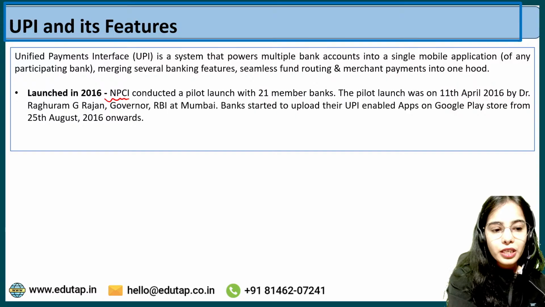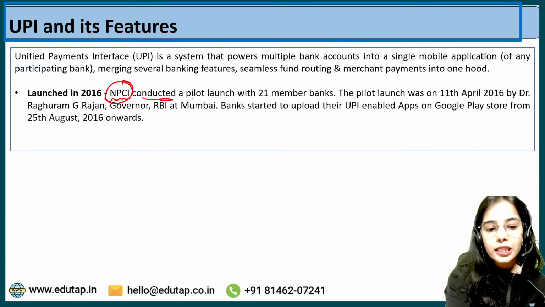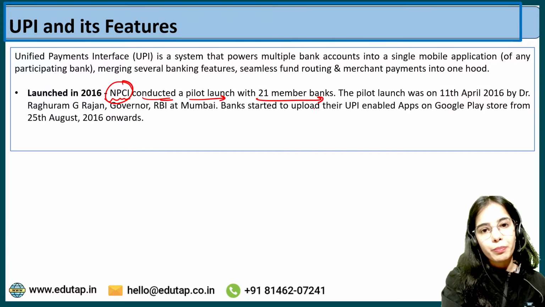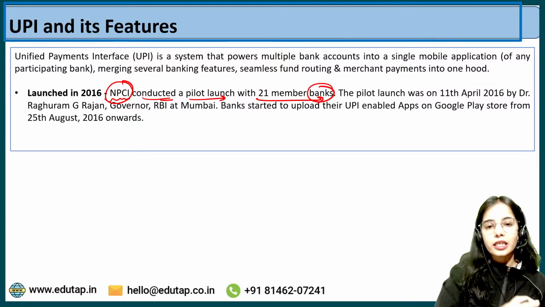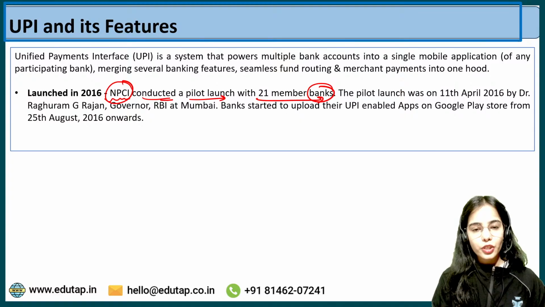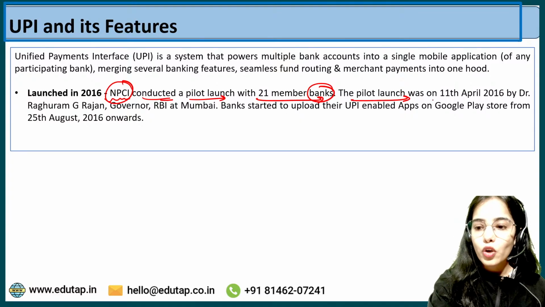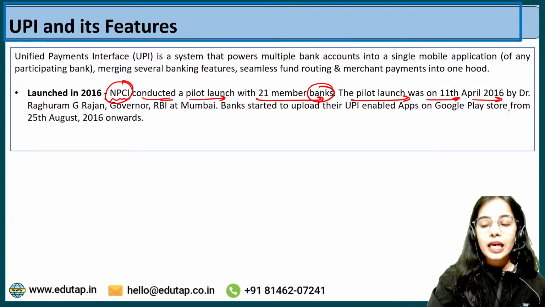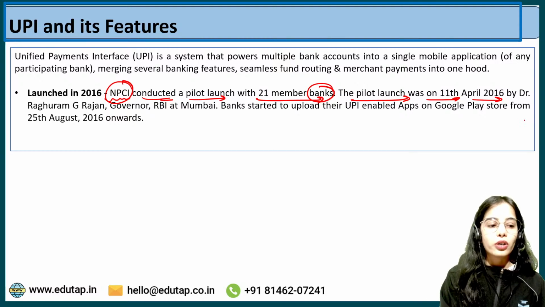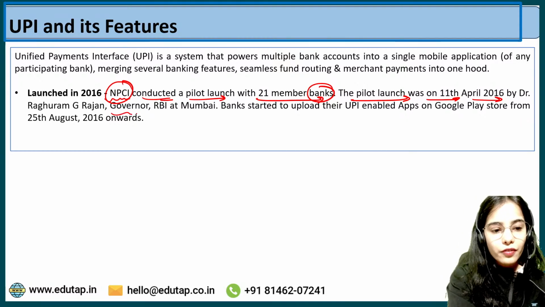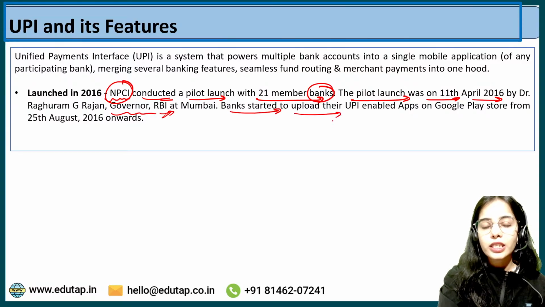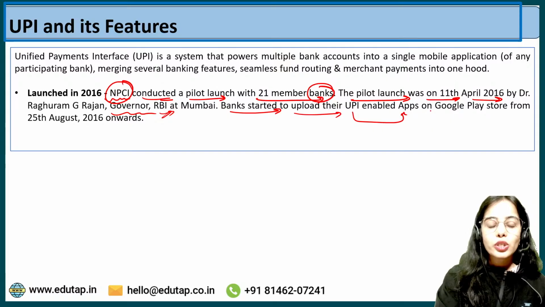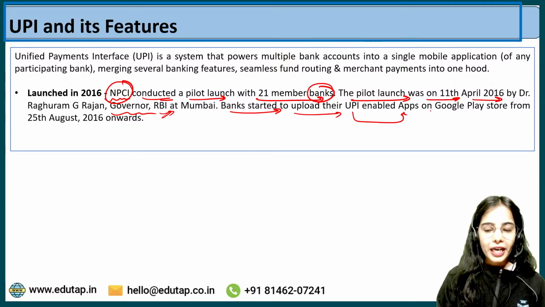So the National Payments Corporation of India conducted a pilot launch with 21 member banks. Initially there were 21 member banks that started with the UPI system, and the pilot launch was on 11th April 2016, and this pilot launch was done by Dr. Raghuram Rajan, Governor of the Reserve Bank of India at that time. Okay, so banks started to upload their UPI enabled apps. So banks also have their own apps that are UPI enabled.